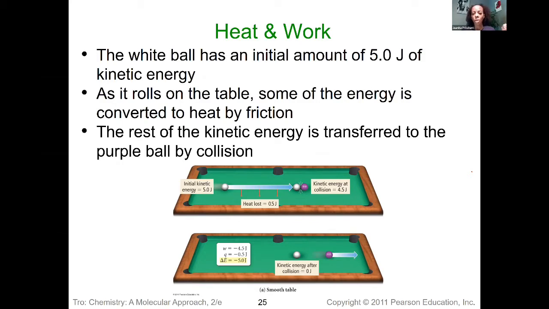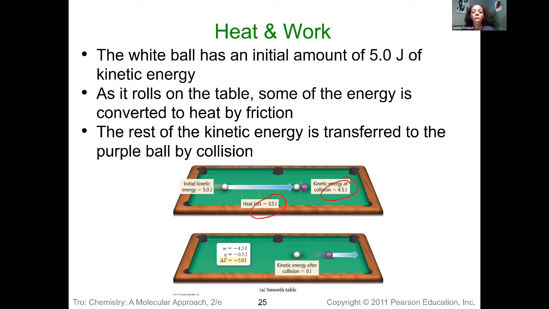And then after a little bit, it bumps into the purple ball, and it's now able to transfer the rest of its energy into the purple ball and put it into motion. So again, in this case, the object that's doing the work is the cue ball. It had to bump into the purple ball to put it in motion. Because the system did the work, we would assign a negative value for that work that's being lost. Okay, so work and heat.